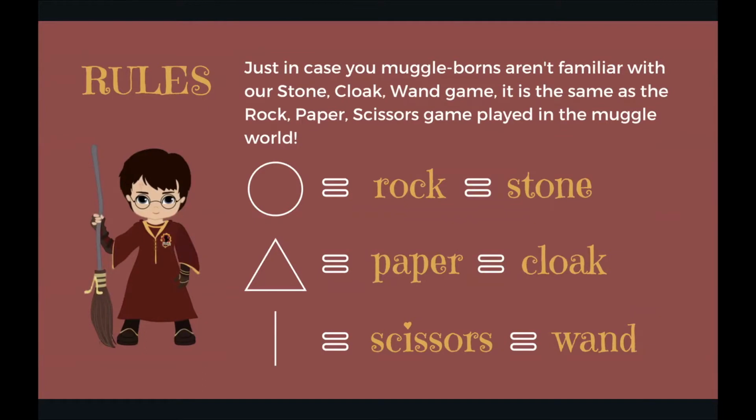So before we go anywhere, let's clarify some rules. Just in case you Muggleborns aren't familiar with our Stone Cloak Wand game, otherwise known as the Deathly Hallows game, it is the same as the rock, paper, scissors game played in the Muggle world. So rock corresponds to stone, paper corresponds to cloak, meanwhile scissors correspond to wands.